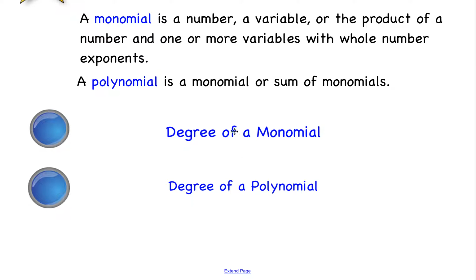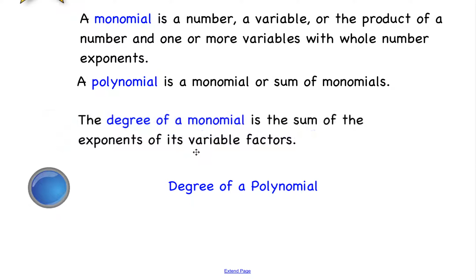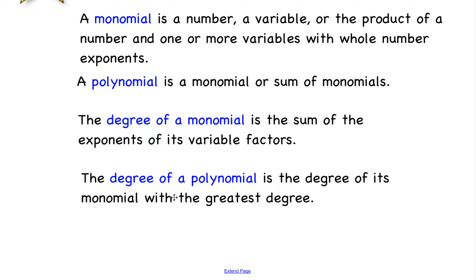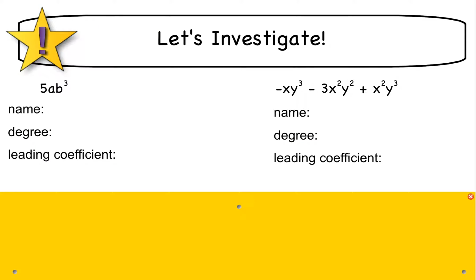Monomials and polynomials both have degrees. To find the degree of a monomial, you add up the exponents on the variable factors, and that gives you the degree of the monomial. The degree of a polynomial is just the degree of the highest monomial. So let's take a look at some examples. Let's work through some of these.